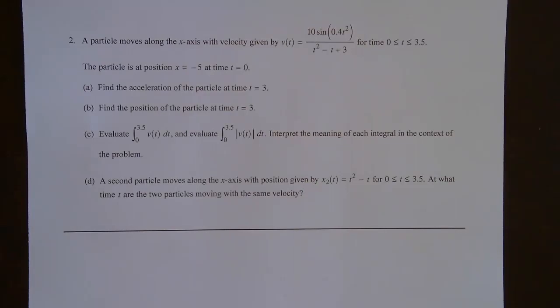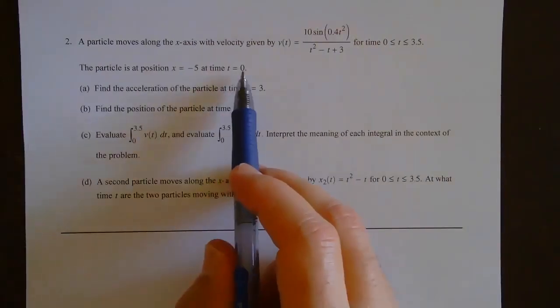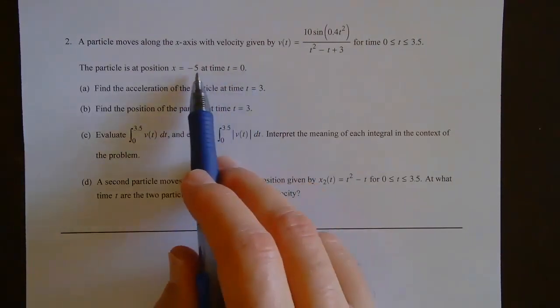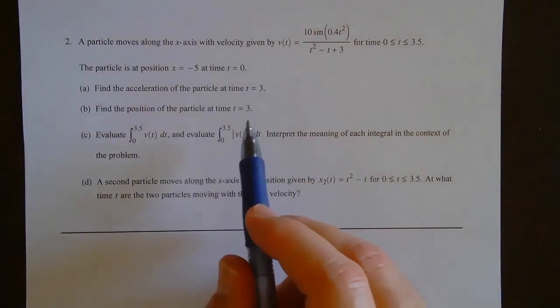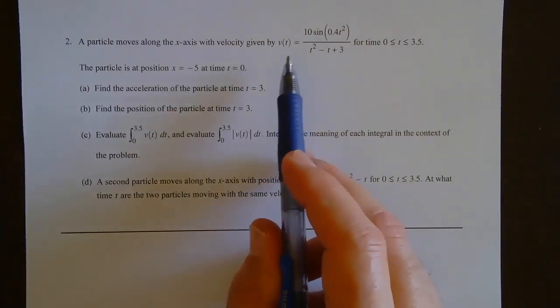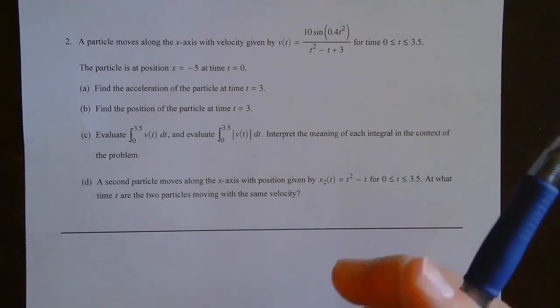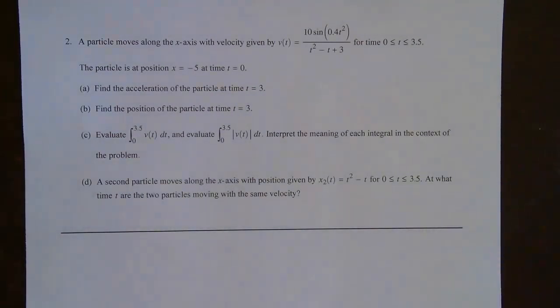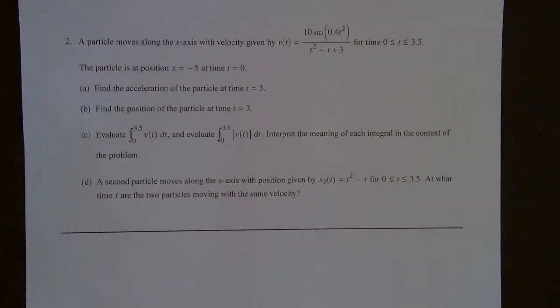So for part B, we want to find the position of the particle at time t equals 3. We know the position at t equals 0, it's -5, right? So we want to integrate this from 0 to 3, and we want to integrate the velocity function because that would give us the change in position, or displacement. So let's go to our paper and we'll write that up, and then we'll go to our graphing calculator.